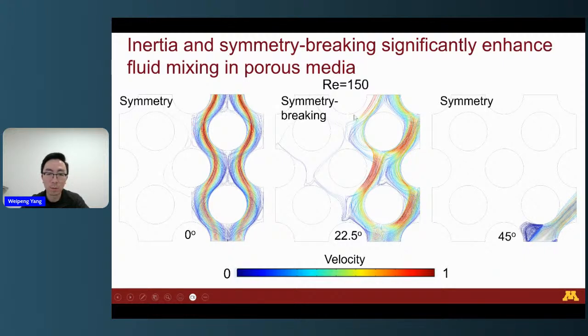But what's interesting for the symmetry breaking case is that although the main flow direction is to the right, you can still see some streamlines go transversely to the left side. So that leads to the global enhanced mixing.